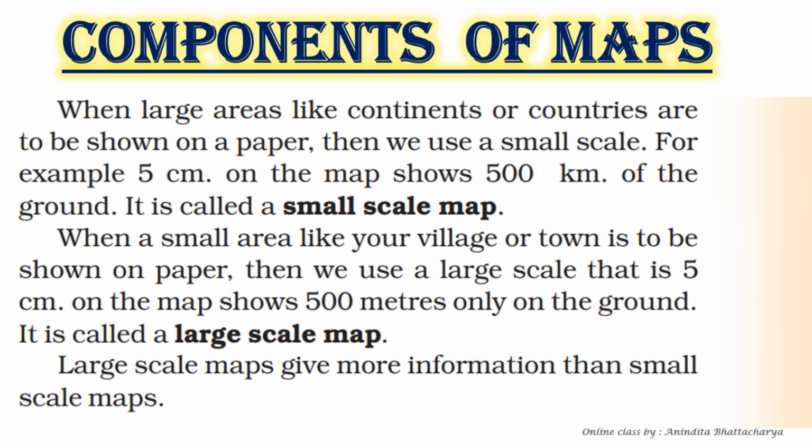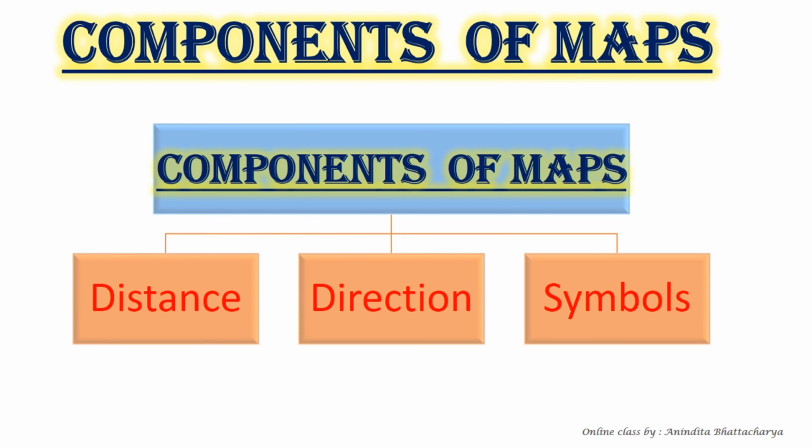When a small area like your village or town is to be shown on a paper, then we use a large scale, that is 5 centimeter on map shows 5 meters only on the ground. It is called a large scale map. Large scale maps give more information than small scale map. मीन्स अगर आपको बहुत बड़ा कोई जगह दिखाना है तो आप स्मॉल स्केल चूज़ करोगे, अगर आपको स्मॉल एरिया दिखाना है देन यू हैव टू चूज़ ए लार्ज स्केल मैप, जस्ट रिवर्स.